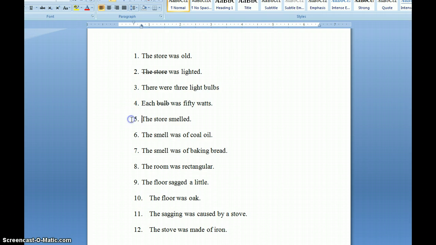Then we have the store smelled. The smell was of coal oil. The smell was of baking bread. So the words the smell are repeated. We're going to cross those off.